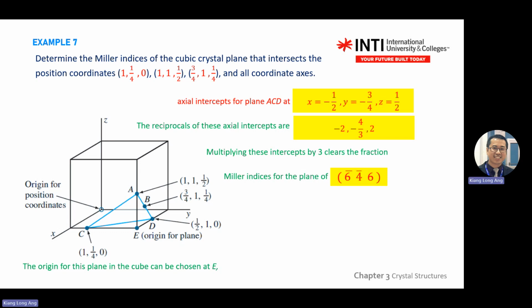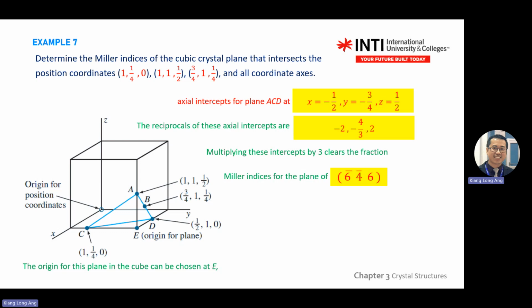Because we need to find the location for the 3 coordinates that landed on the x, y, z axes. This is the z axis, this is the y axis, this is the x axis. So once you get these 3 points, you flip the numbers. You flip the numbers to find the Miller plane numbers. So this one you flip, you get the final Miller index plane.